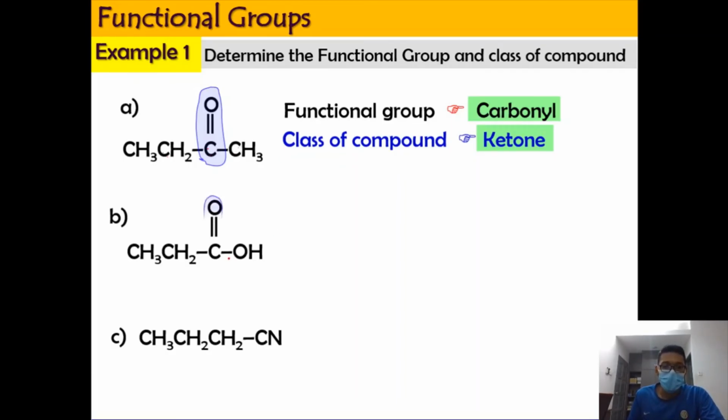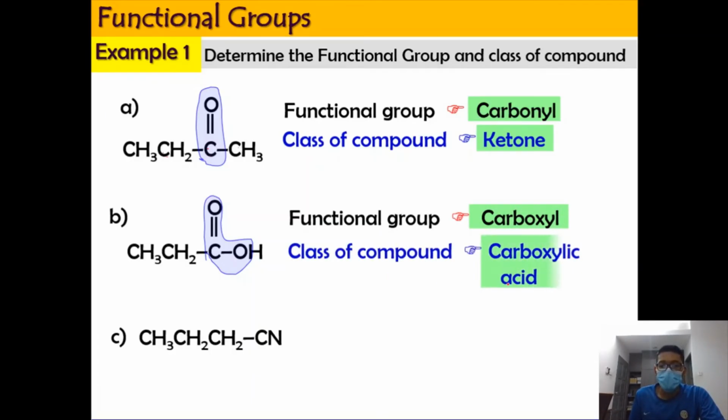For this side, we can see C double bond O and OH here. So the functional group is going to be a carboxyl group, and the class of the compound is going to be carboxylic acid.